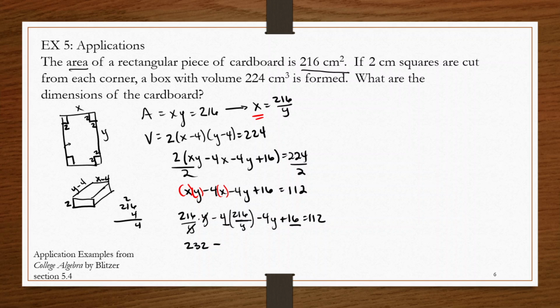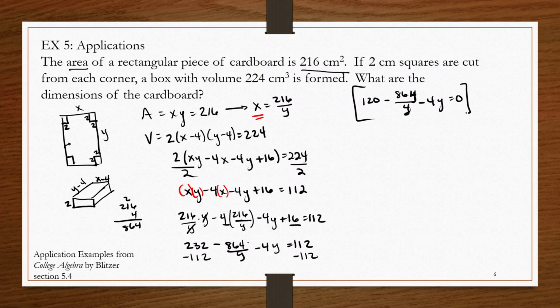is going to give me 864, okay, over y, minus 4y equals 112. Okay, now I can move the 112 over, and what I end up with is 120 minus 864 over y minus 4y equals 0. And now this rational equation, I'm going to multiply the whole thing by y.